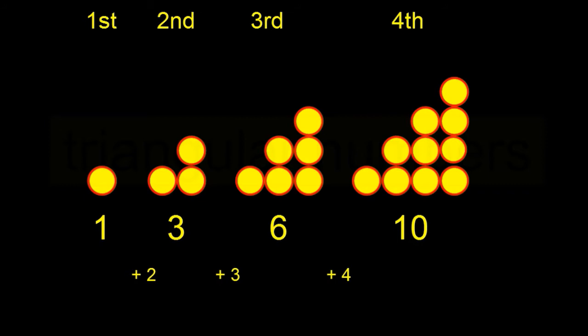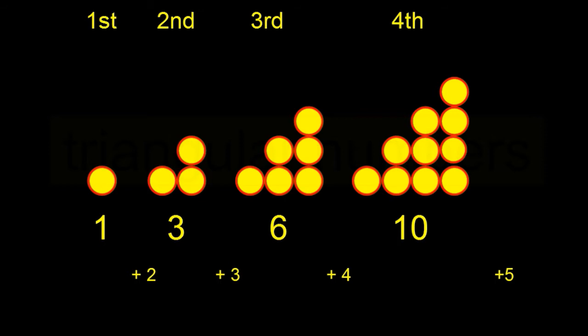So in the fifth pattern, how many circles will there be? Well, here I added 2, here I added 3, here I added 4, and now I would add 5. So in our fifth pattern, we would have 15 circles.